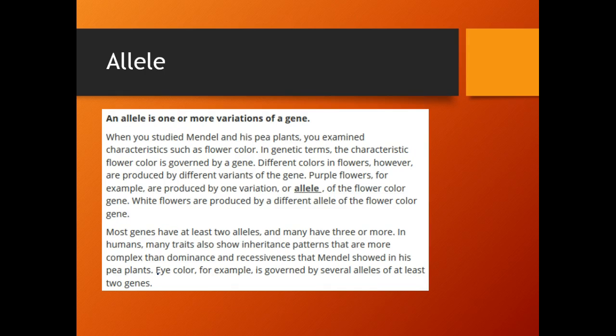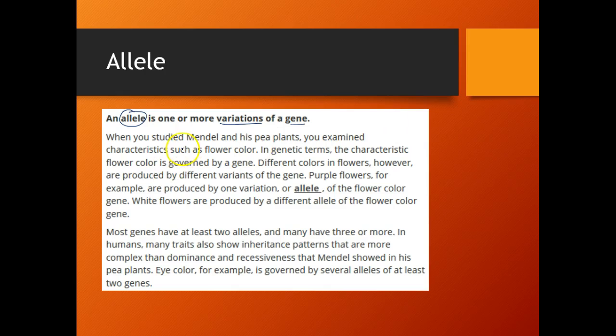Okay, so now that we know that genes are specific segments of DNA that code for proteins, now we can look at what exactly an allele is. So an allele is one or more variations of a gene. Okay, so they're all going to be related. All alleles of the same gene will be related to that gene, but they can have different variations.